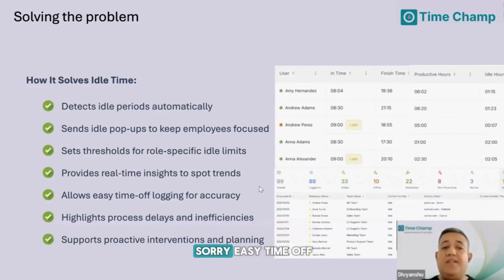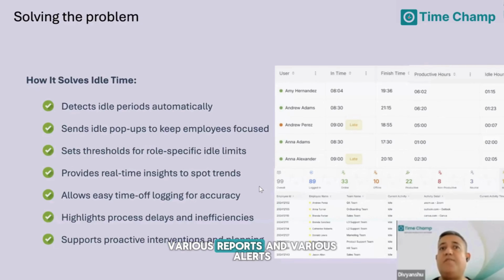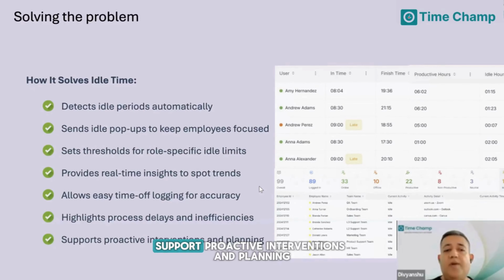Allows easy time off logging for accuracy. So for time off, you can just log it, and you don't need to do a lot of tasks to record what is exactly happening. Highlights process delays and inefficiencies. So any delays or inefficiencies which are happening can be highlighted by various reports and alerts. Support proactive interventions and planning.